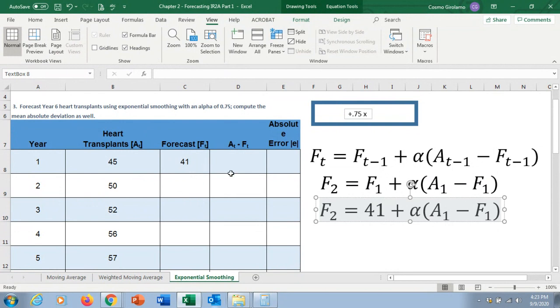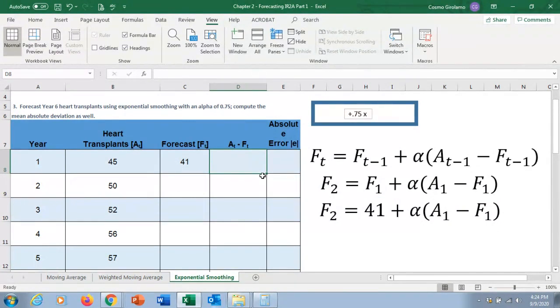F1 here is 41. So we always need, when we do this model, we need an initial forecast, else we can't get going. What's AT minus FT? So what actually happened is 45. What I predicted to happen is 41. So this is 45 minus 41.